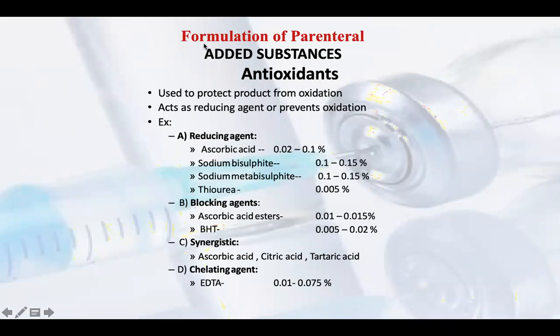Antioxidants are used to protect products from oxidation. They act as reducing agents or prevent oxidation. Examples of reducing agents are ascorbic acid, sodium bisulfite, sodium metabisulfite, and thiourea. Blocking agents include ascorbic acid esters and BHT. Synergists include ascorbic acid, citric acid, and tartaric acid. The chelating agent is EDTA. These are the antioxidants.